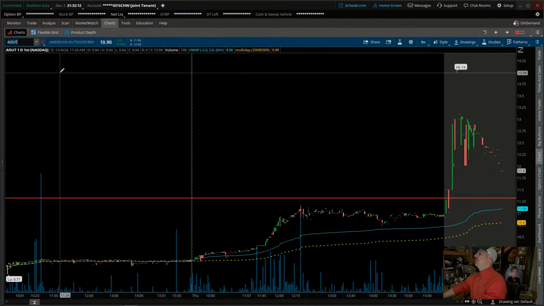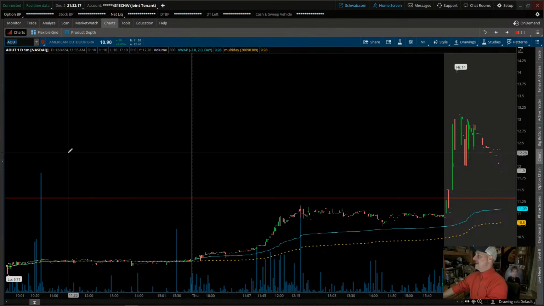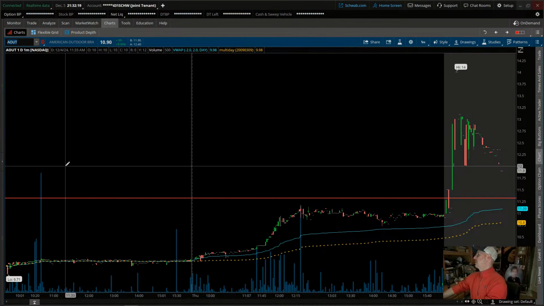Again, not a lot of volume up there at 14. Looks like it just ticked there for a second and just got crushed. Weird looking chart right there.